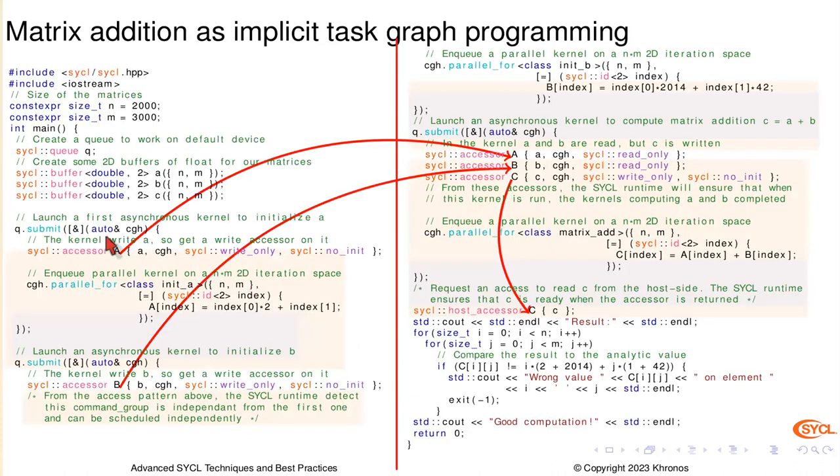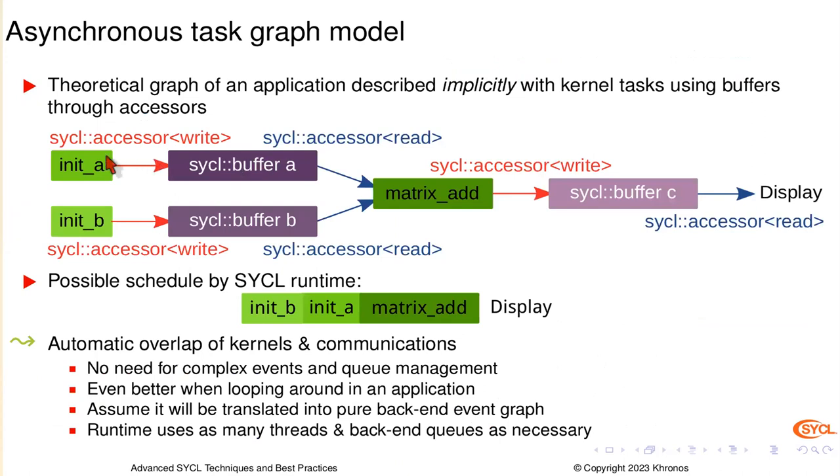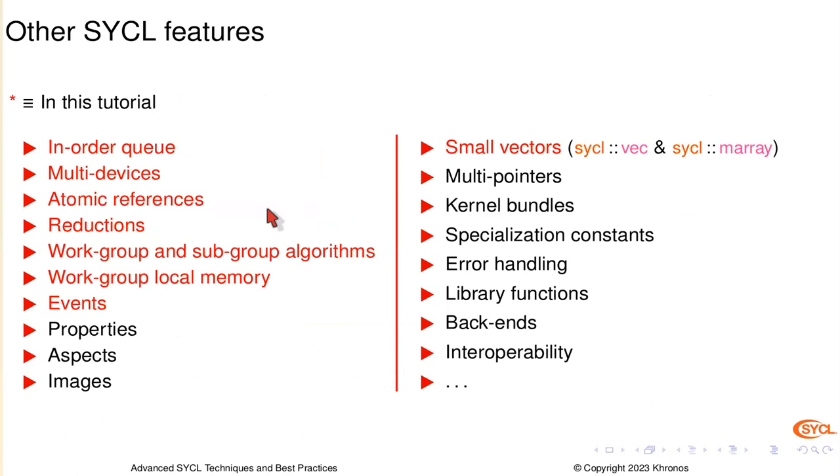And in some real cases, you will have a lot of accessors. I don't have time to enter into the detail, but you will have producer and consumer, for example. So if you initialize some matrix A and B, writing some buffers, and then you have matrix addition using these buffers with some read accessor, and then you rewrite the result into C with the write accessor, then the runtime can automatically schedule everything for you. So it helps you overlapping everything, kernel and computation, without managing explicitly a lot of events and multiple queues or whatever. So it's pretty cool. There are a lot of features available in SYCL. You will see some of them in this tutorial.